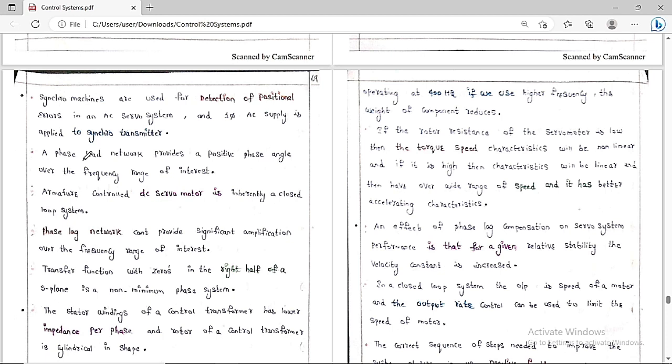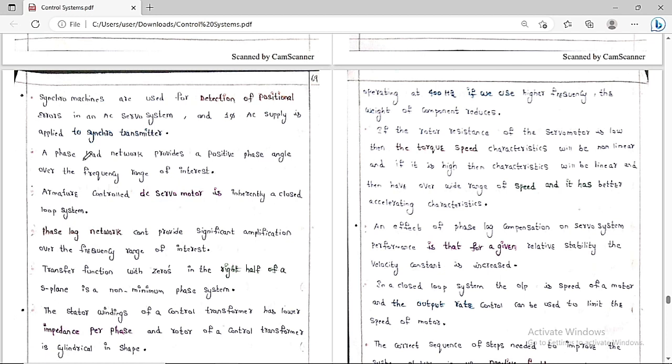It is going to provide a negative phase angle over the frequency range of interest, but it will never provide any amplification. It can only shift the output signal. The output is always going to lag the input by some amount of angle, but it will never provide any amplification. So we can say for the phase lead network and the phase lag network, they won't provide any amplification, but they can only shift the input signal by a small extent. Positive phase shift for the phase lead network and negative phase shift for the phase lag network.